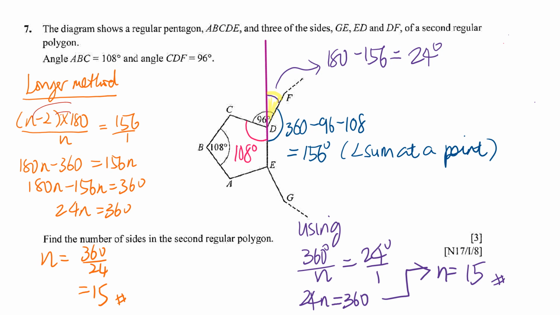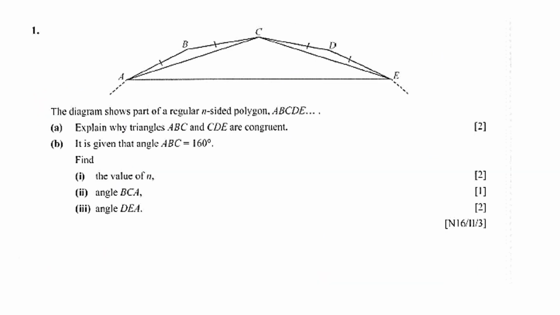Not to say that you don't need to be careful with this, it's just that it's slightly longer, so chances of making mistakes are higher lah. Right, let's look at another question. This one is from the year 2016. This one is slightly harder because it actually involves the concepts of congruency. Right, in part A, we are asked to explain why triangles ABC and CDE are congruent.